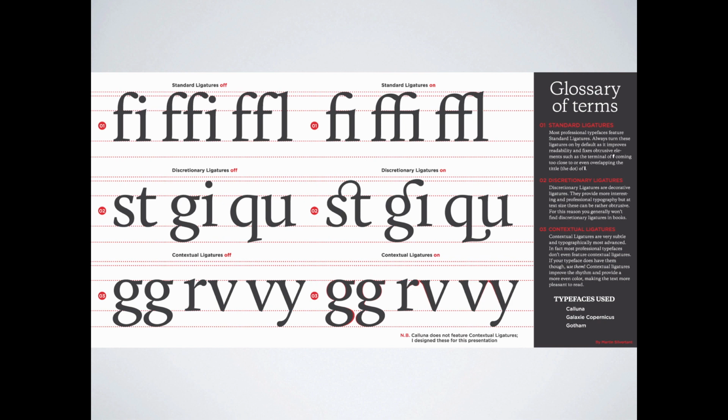These ones down here, the contextual ligatures, these are really small. They're little tiny spaces between. They're little adjustments. So it's much harder to see the differences there.